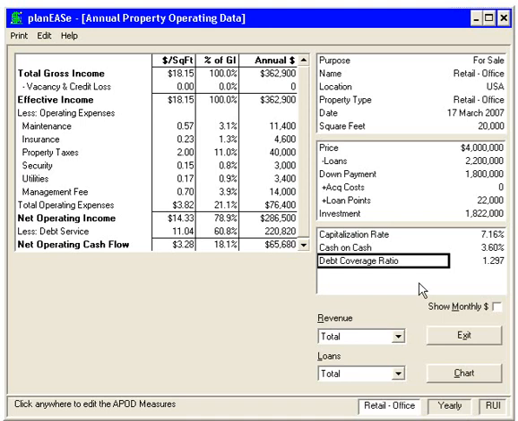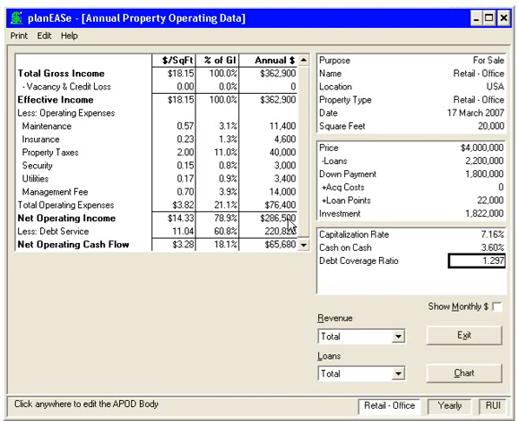Debt coverage ratio is the net operating income divided by the debt service. It's a measure of margin of safety for the lender in assuring that the money will be available to service the loan. So whenever the NOI, or net operating income, is greater than the debt service, your debt coverage ratio will be greater than 1. Typically, lenders like to see a number like 1.2 or higher when you start a property.